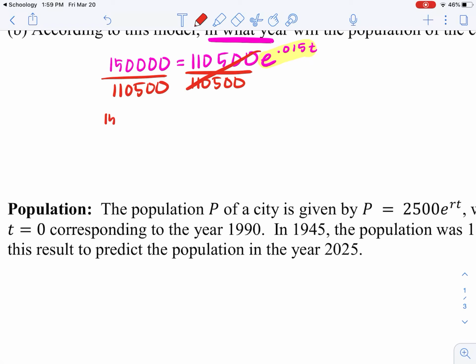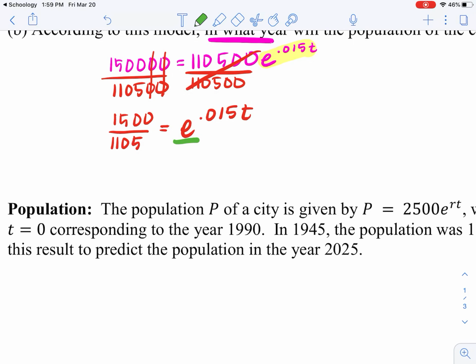So 150. In fact, you know what you could do though, is that both of these have 2 zeros on the end. You could cross off some zeros just to get the numbers a little bit smaller. That's what I'll do. 1,500 over 1,105. Now that's still reducible more, but hey, I'm not going to do it. It's just more work, and I'm going to end up putting this in my calculator anyways. All right, so now I'm ready to solve for that exponent.